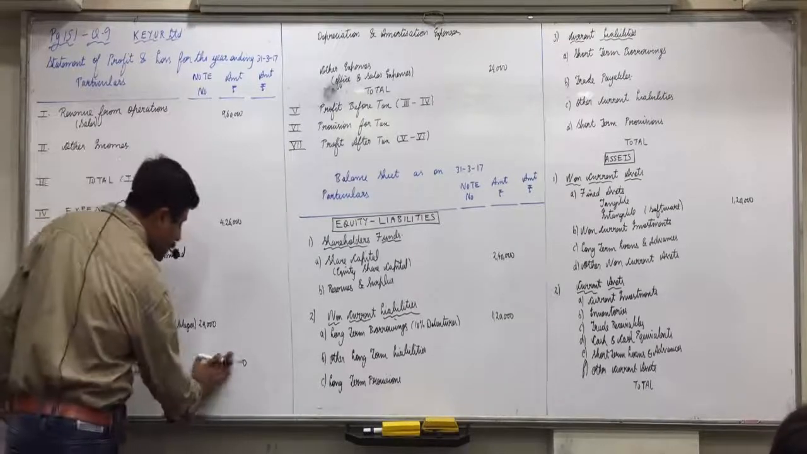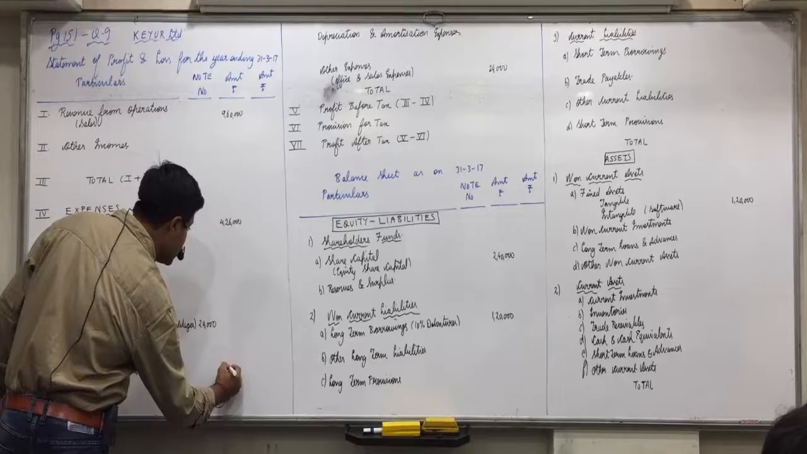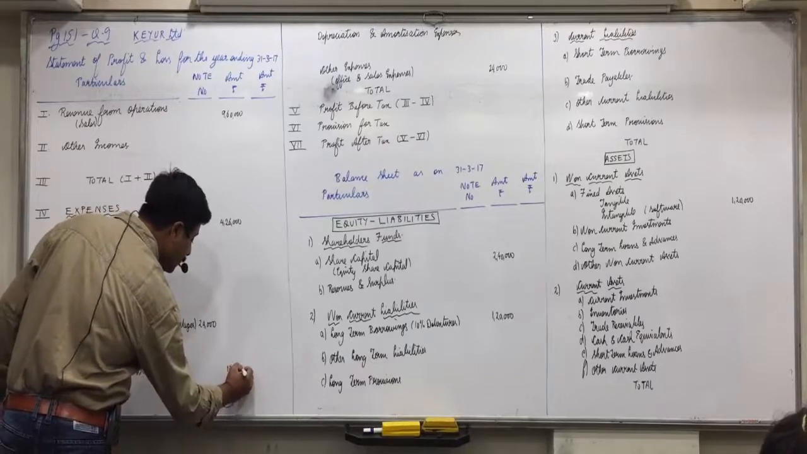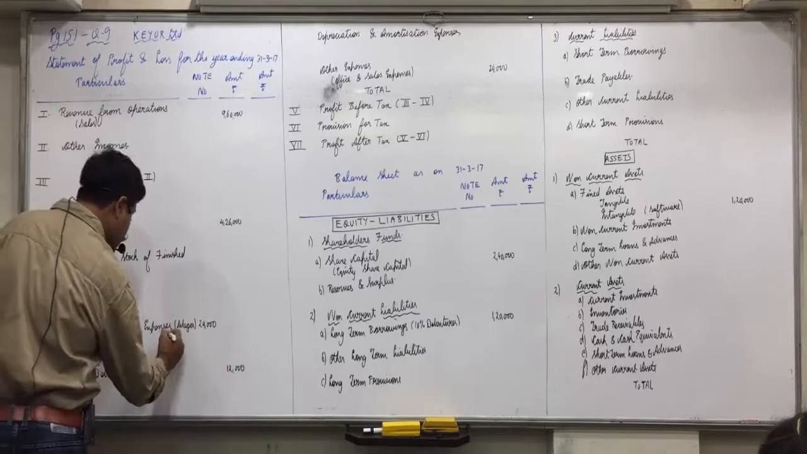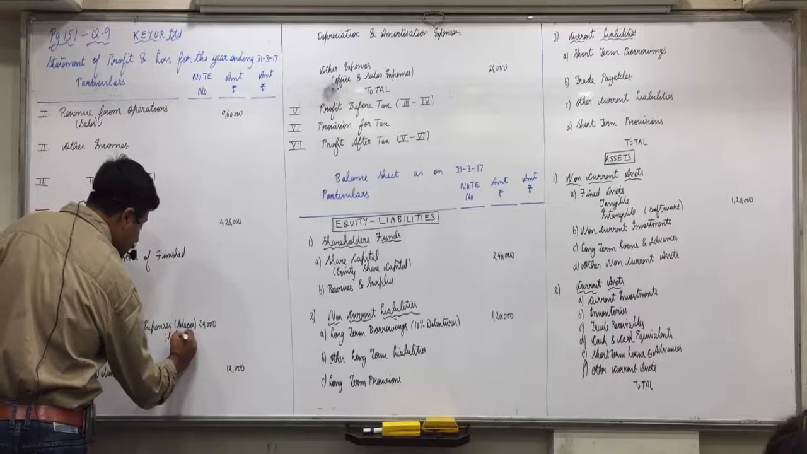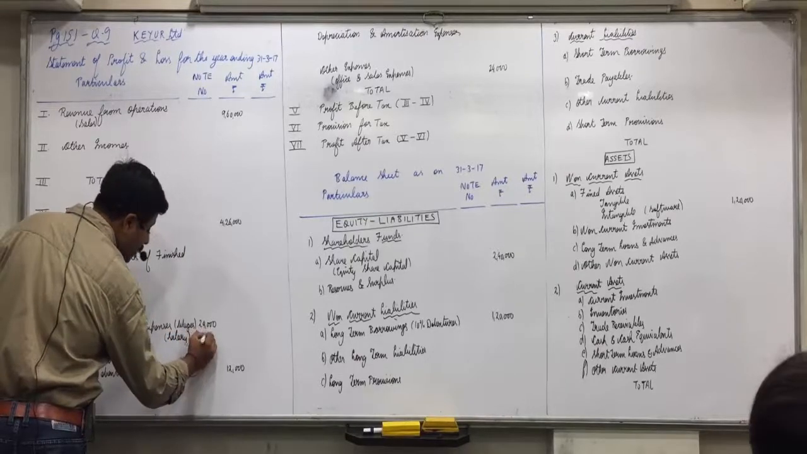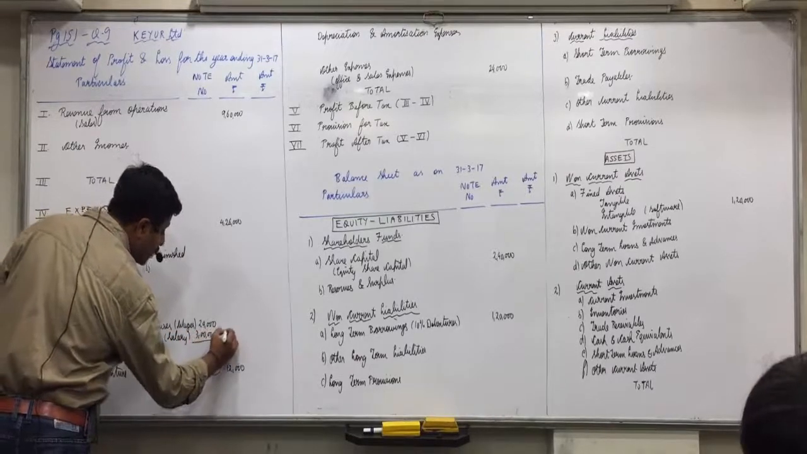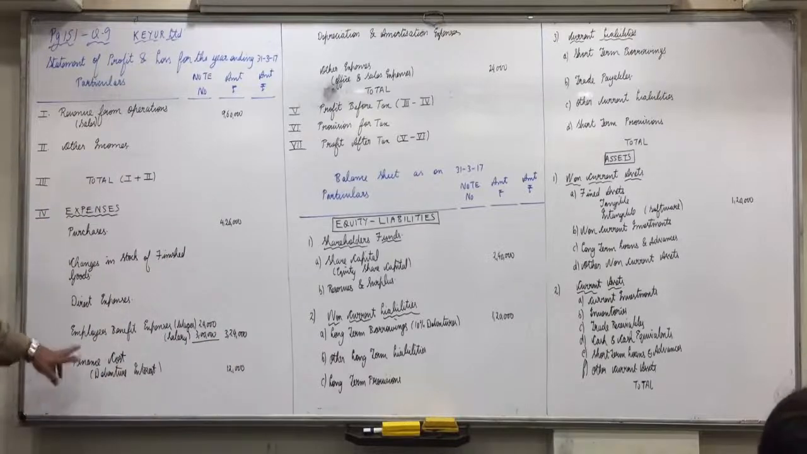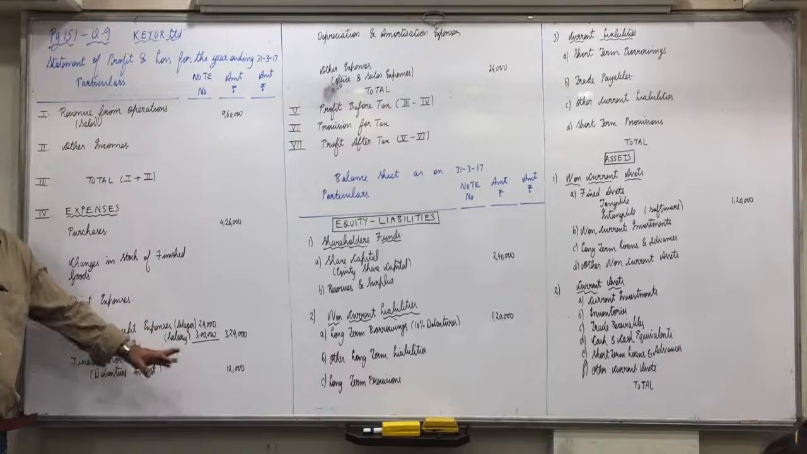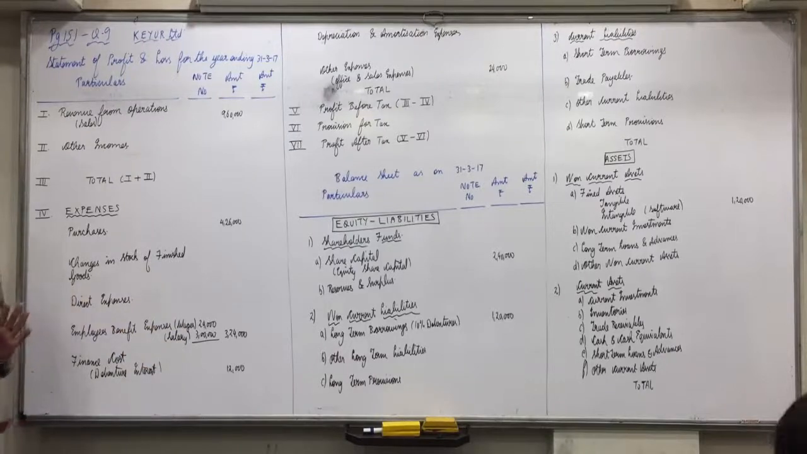Sorry, salary is 3 lakhs. Debenture interest 12,000. Salary will also come in employees benefit expenses, 3 lakhs. And now in the first column of amount you'll write 3,24,000. Means employees benefit expenses are 3,24,000, that includes wages 24,000 and salary 3 lakh. Did everyone understand this? Anyone having any doubt in employees benefit expenses?